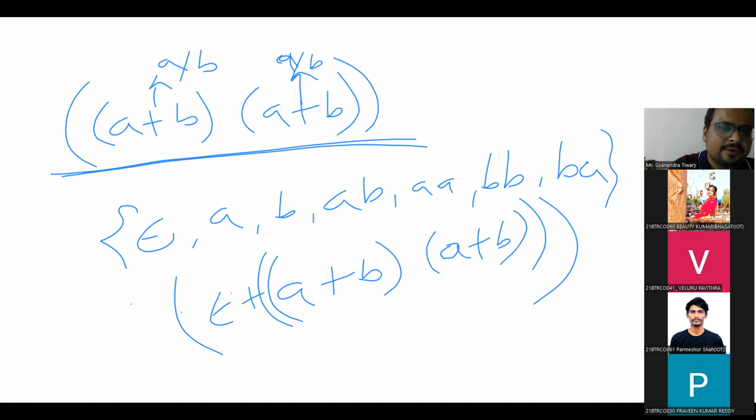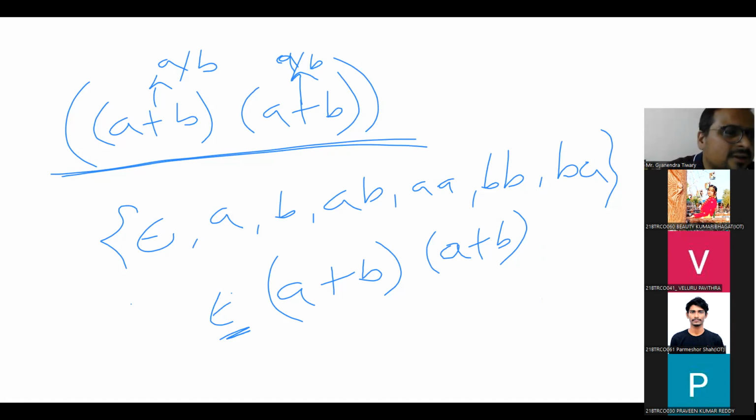So either epsilon or any one of them, right? Or concatenation is also fine. Epsilon concatenation with this is done. This is the regular expression for at most 2.